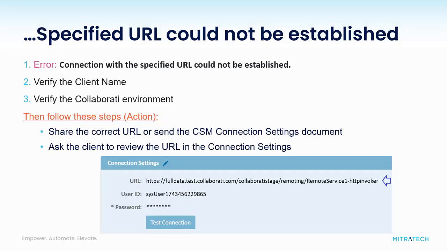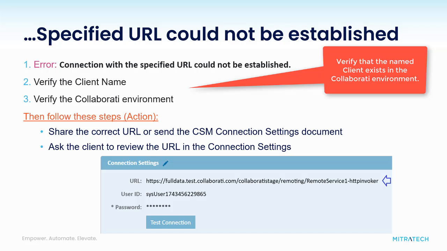Once you've done that, you can restore the technical contact if it was changed. Now, if you need to assist with the error, connection with the specified URL could not be established, make sure to verify the client name, and verify the Collaborati environment. Share the correct URL, or you can send the CSM connection settings document. Ask the client to review the URL in the connection settings.